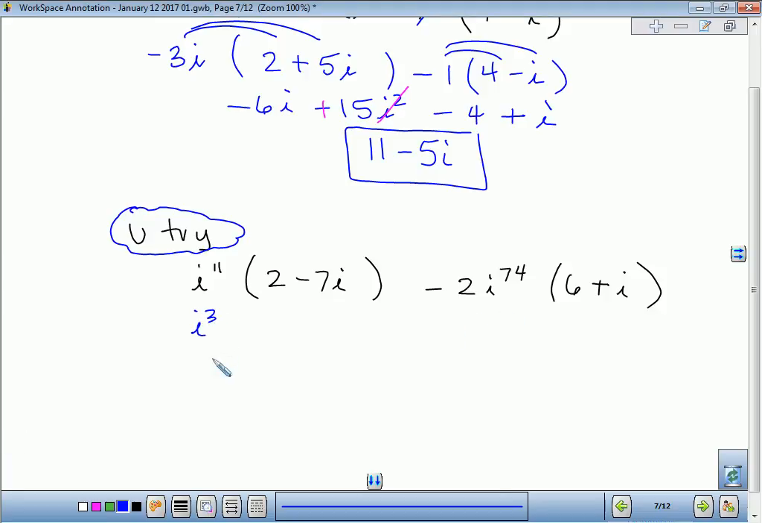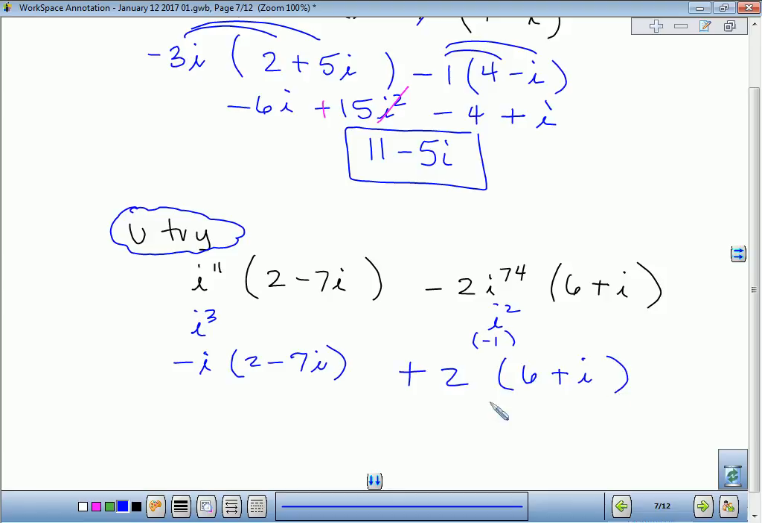I did the 11. The remainder is 3 when I divide by 4. So it's i cubed, which is negative i. You might not be able to do that really easy in your head, but you know that 4 goes into 80 evenly, and this is 6 away, so the remainder's got to be 2. Because 6 divided by 4, the remainder is 2. Good. So this is the same as i squared. And i squared is negative 1. So it's like multiplying by negative 1, so it becomes a positive 2.